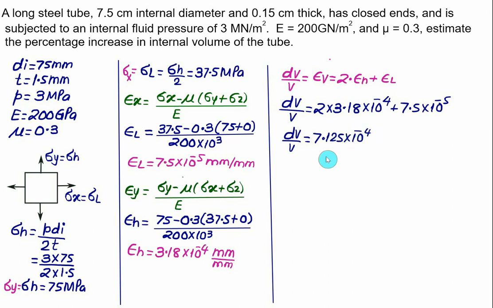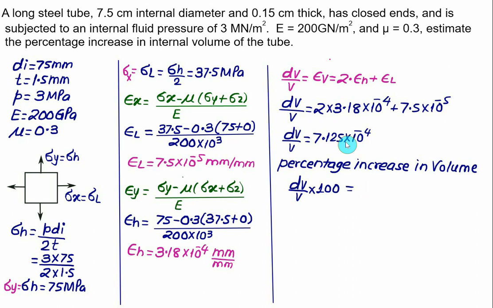And we are interested in the percentage increase. So dV is positive value, so we'll write here the percentage increase in volume is given as dV by V multiplied by 100. So this value you have to multiply by 100 will be equal to 0.07125 percent. So multiply by 100, you will get your answer as 0.07125.